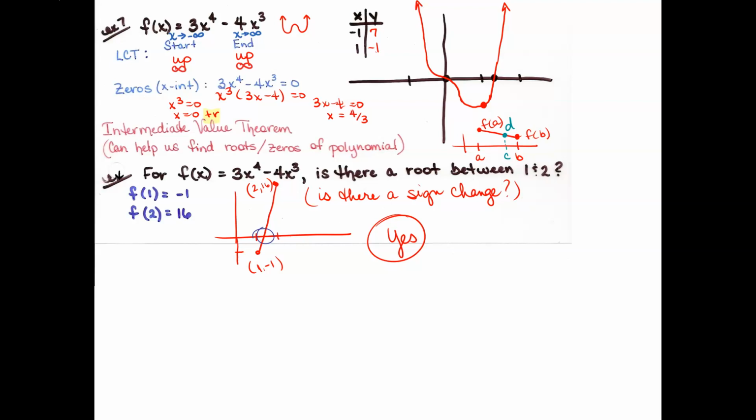Okay? So now that we kind of understand what the intermediate value theorem is and the reasoning behind it, we want to be practical. When we see a problem like this and they say, is there a root between them? It is the exact same thing as if they said, is there a sign change? If there's a sign change, then yes, there's a root. If there's not a sign change, then no, there's not a root.